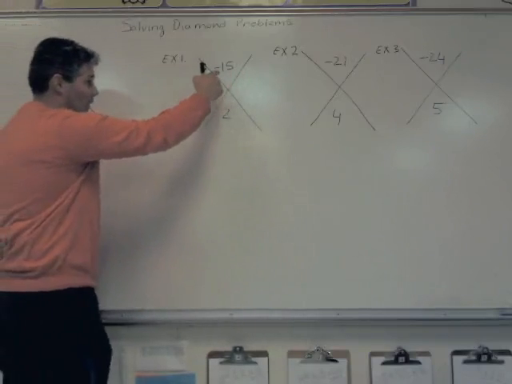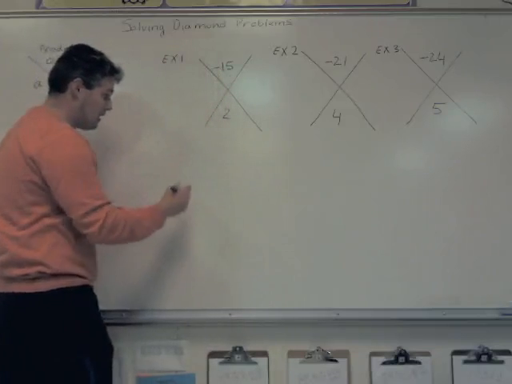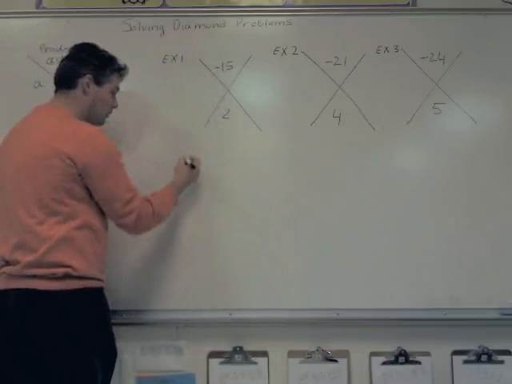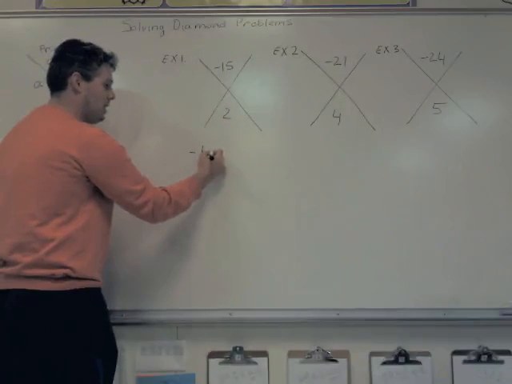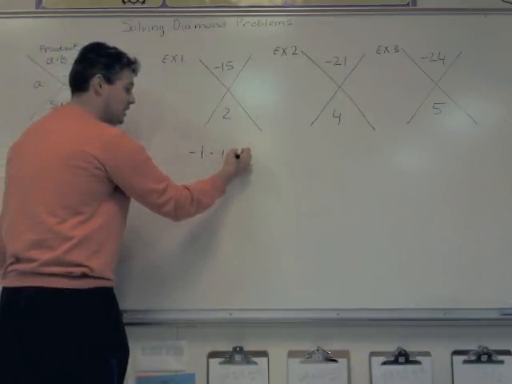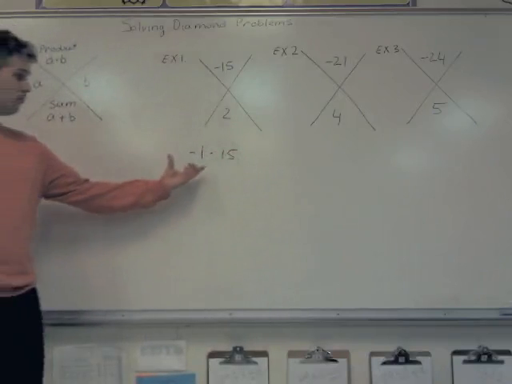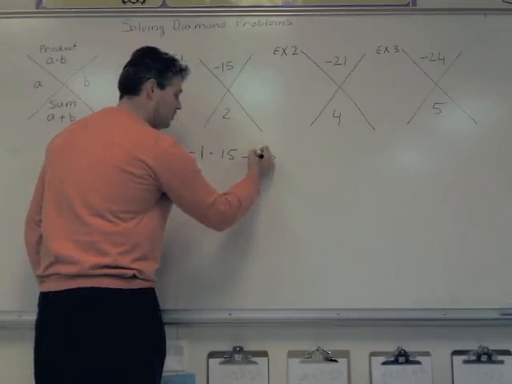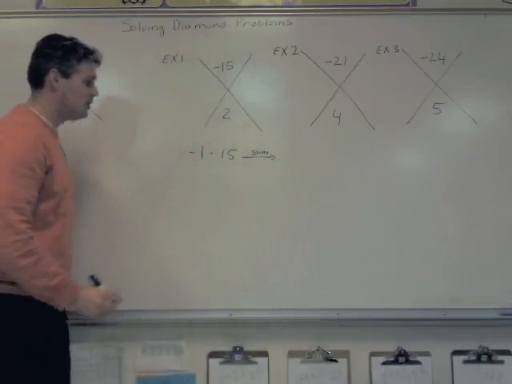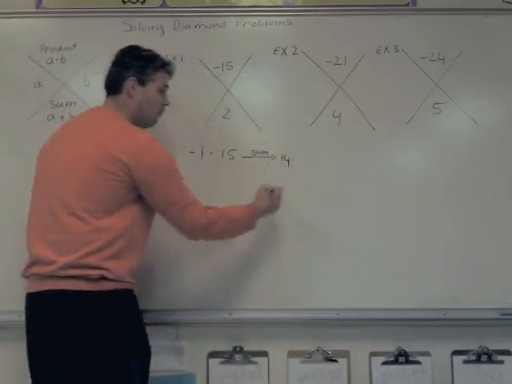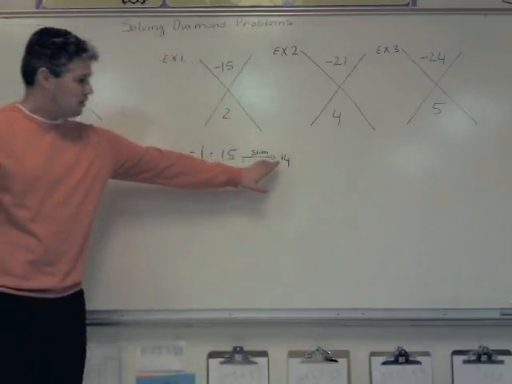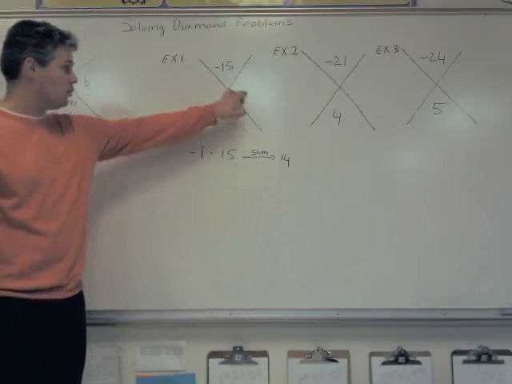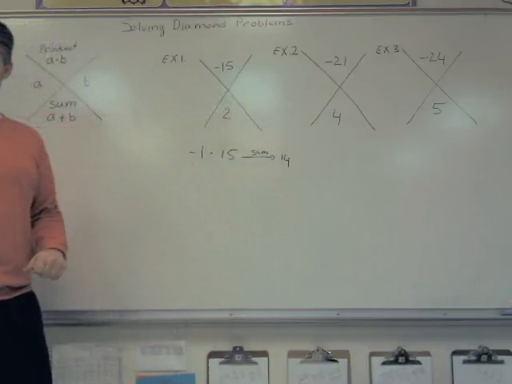So, for example, I know the product is negative 15. So I'm going to think of all the number pairs that make a product of negative 15. So negative 1 times 15, that would give me a product of negative 15. However, the sum of those two numbers is 14. The sum doesn't match up with the sum that I'm looking for. So my two original numbers were not negative 1 and 15.